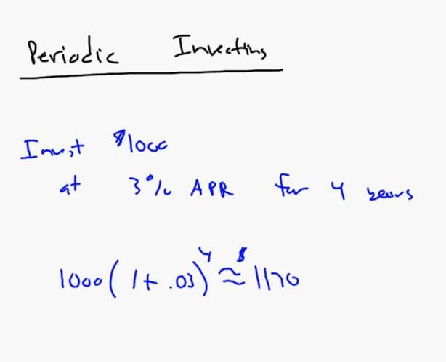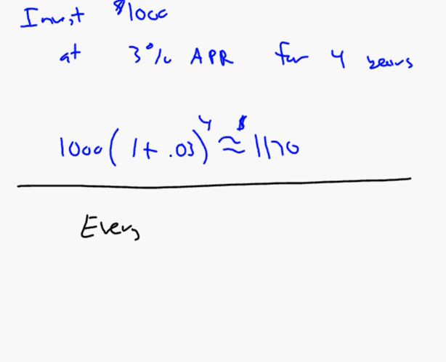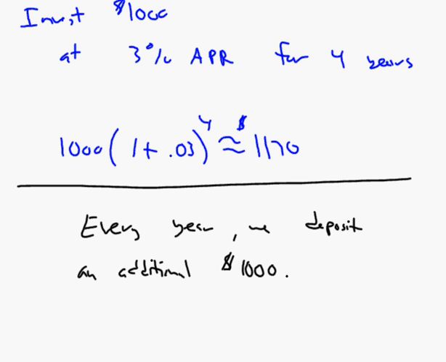What people typically do is they make periodic deposits. So maybe every year, we deposit an additional $1,000. That's more realistic. People don't usually just stop at the bank one time, drop off some money, and never go back. Normally what they do is they go and they repeatedly add money to this account.